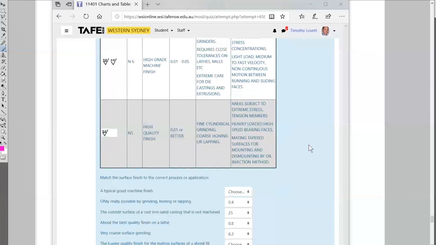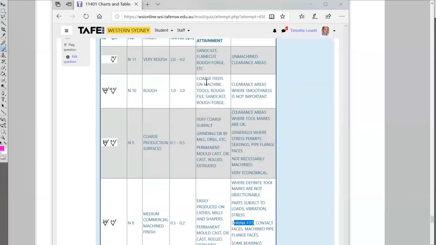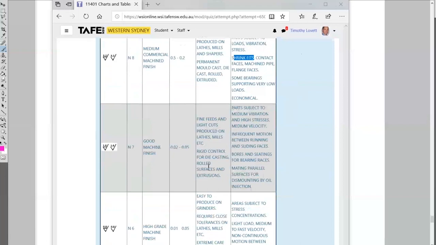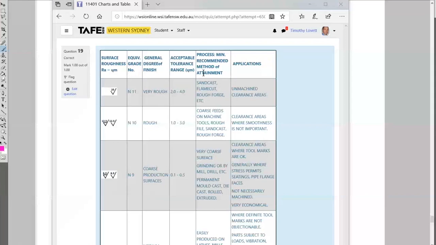And this is your first question. A typical good machine finish. Well, definitely better than 12.5. That's not good machine finish. Very coarse surface, 6.3. Good machine finish might be a 1.6 or a 3.2. Probably 1.6. Have we done 1.6 yet? No, we haven't. There we go. A little bit of interpretation going on there when you do that question. Most of them are there, but you've got to kind of work it out on some.